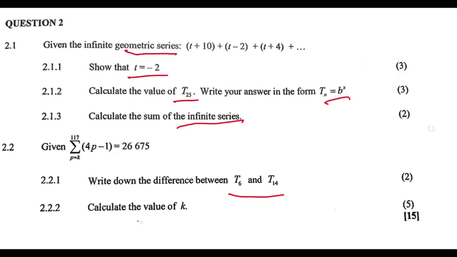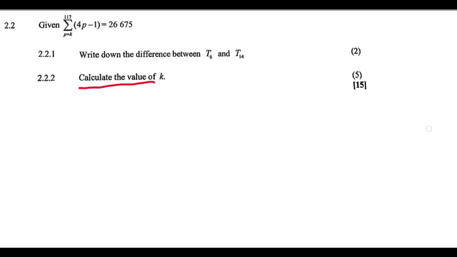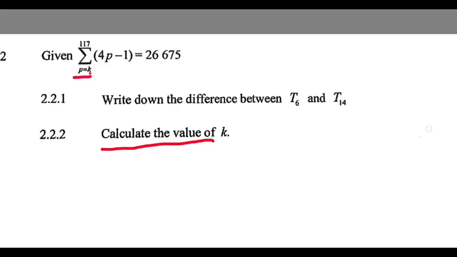In the last question, calculate the value of k. Must remember, Tp is equal to 4p minus 1, where p is equal to k, and this is a linear function of the term number p. The common difference is the coefficient of the variable p.